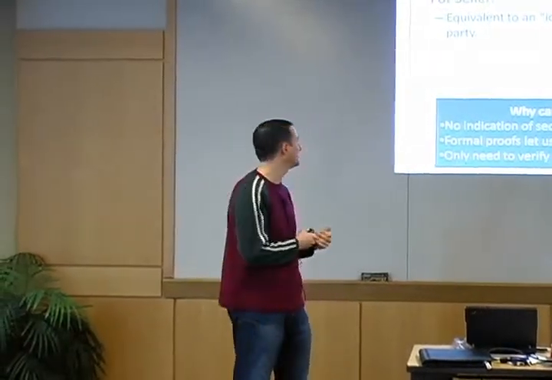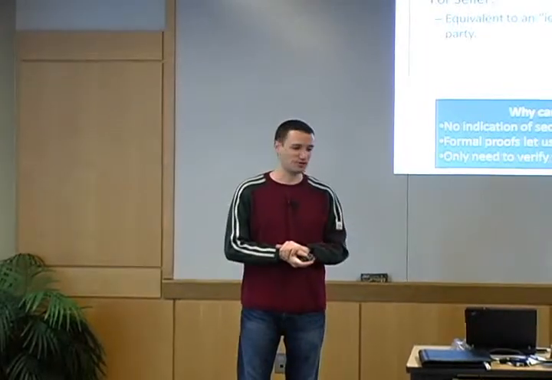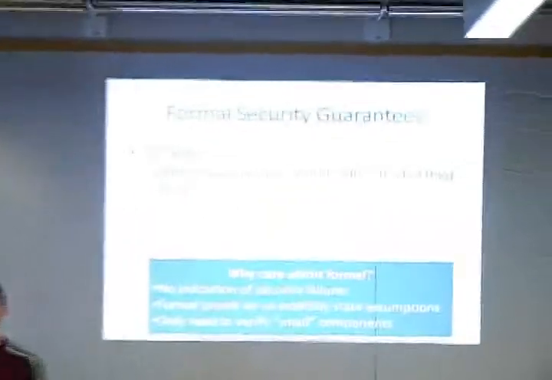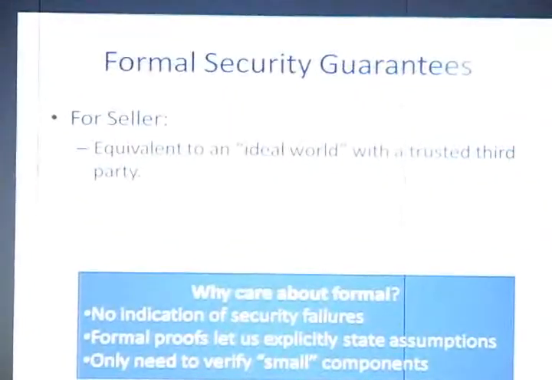OK, so having hopefully convinced you that formal security guarantees are important, what do we actually guarantee about this protocol? We make two different guarantees for the seller and the buyer, for technical reasons. For the seller, we're basically saying that this is equivalent to our ideal world where we had this angel. So anything that the seller can learn in this protocol, the seller could also learn in the ideal world with the angel.